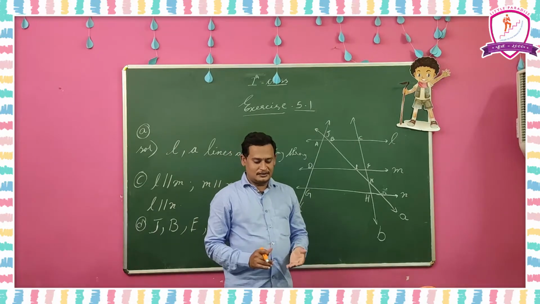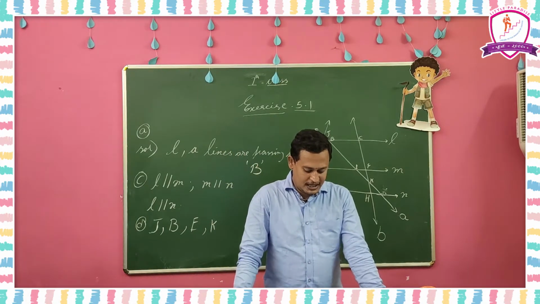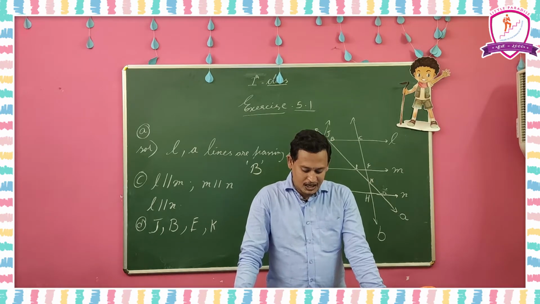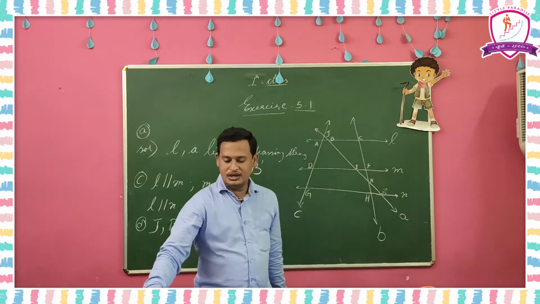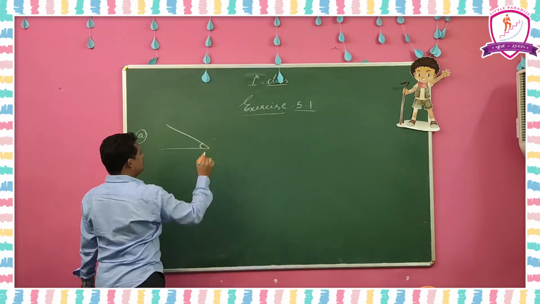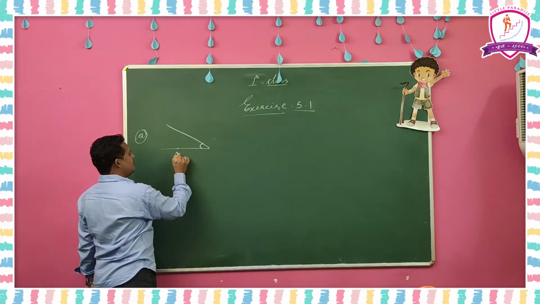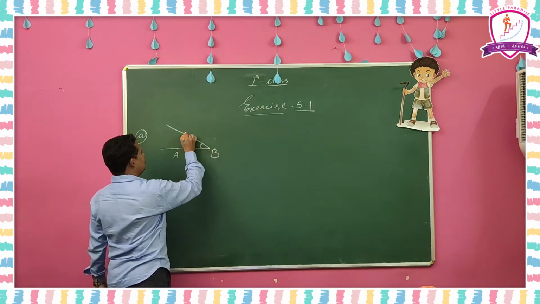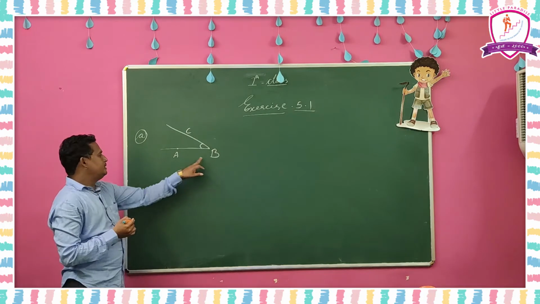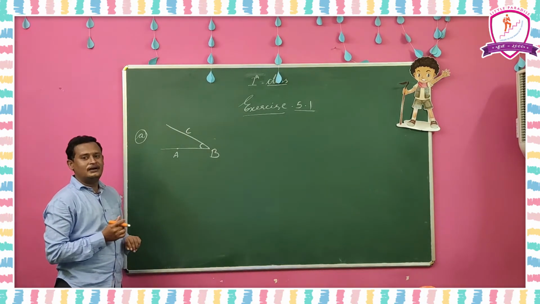So next, I am going to explain the third one here. Label the following angles and name them in different ways. So you have to give the names for the angles. So A is like this. You can give any names: A, B, and this is C. Here BA and BC are the two arms and B is called the vertex.